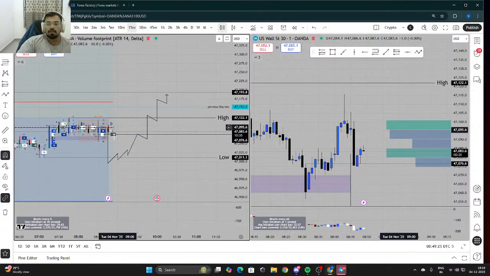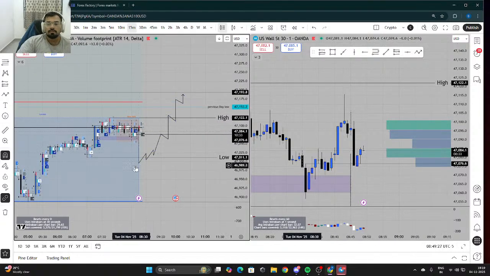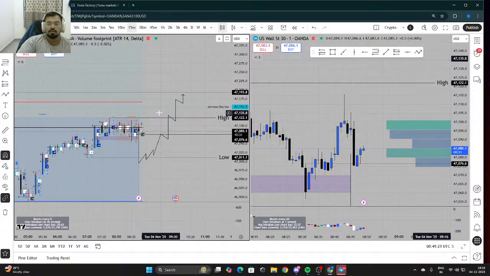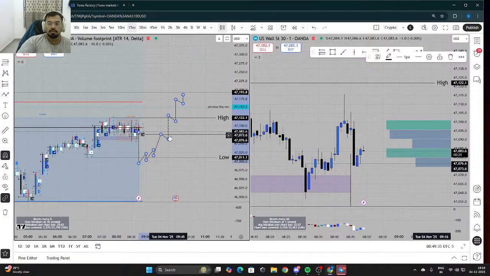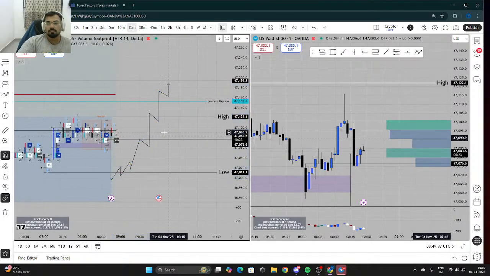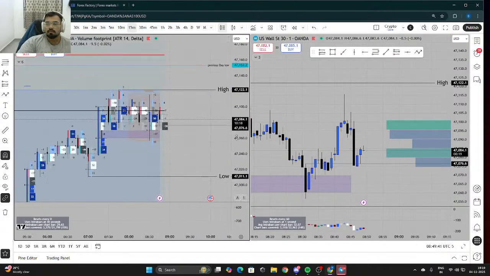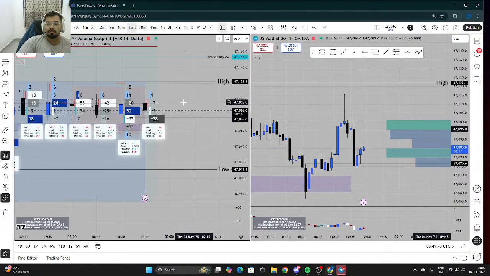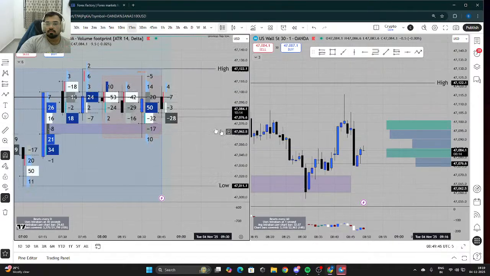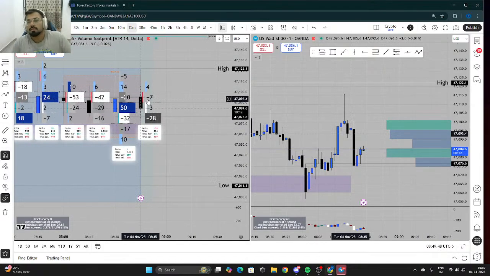So I will wait. If price does sweep this low and gives me a strong indication to go higher, then I'll take it. This should be my trade plan, my plan for today's session. All you have to do is wait till open.